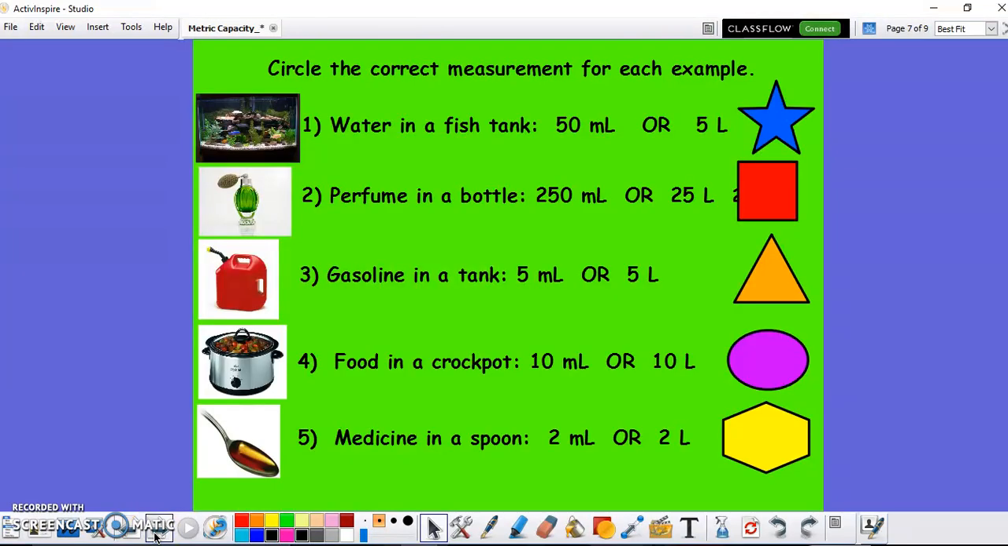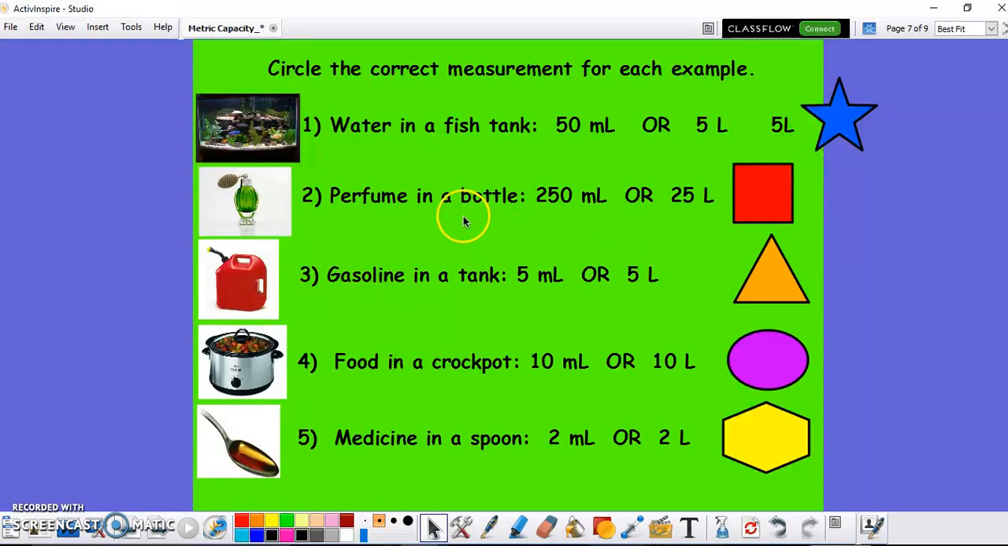Here are a couple more examples that we can try and answer correctly. Let's see if you can circle or move the correct answer. Water in a fish tank. What would be the best unit of measurement for capacity? 50 milliliters, our smaller unit, or 5 liters for the fish tank? If you said 5 liters, you would be correct, because 5 liters would measure larger amounts of capacity, and fish tanks can be pretty big.